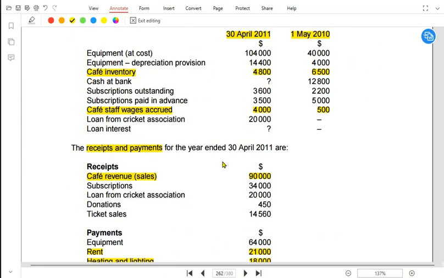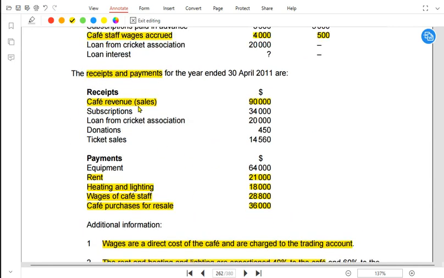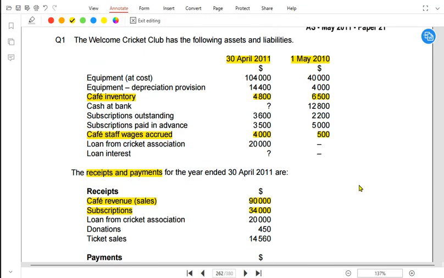Previously we used to scan for the word cafe, and now we are going to scan for the word subscription. Now, see in the receipt and payment account, that is the cash book of the club, we have received subscriptions this year 34,000. This means our members had paid us $34,000 this year for subscriptions, for using the facilities of the cricket club. Now, are there any accrued or prepaid? Yes, we can see subscription outstanding. Outstanding means accrued. Maybe the examiner will use the word outstanding or accrued or unpaid or due or owing, arrears. These are all the same thing.